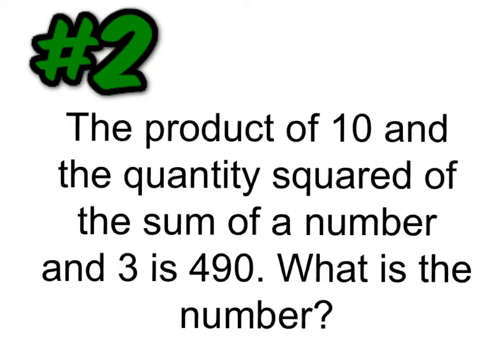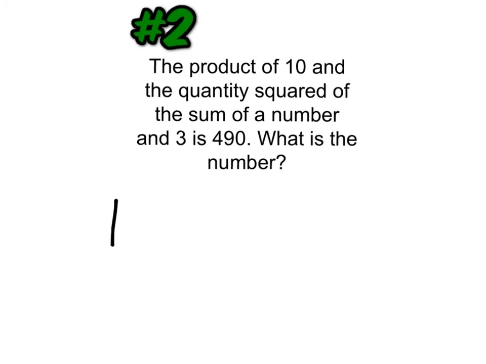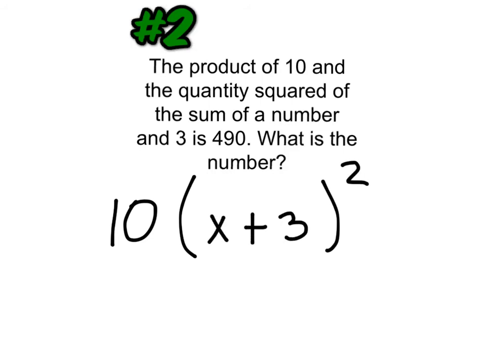Try this one. The product of 10 and the quantity squared of the sum of a number and 3 is 49. What is the number? I said for 49, it should be 490. The solution for the product of 10 and the quantity squared of the sum of a number and 3 is 490.